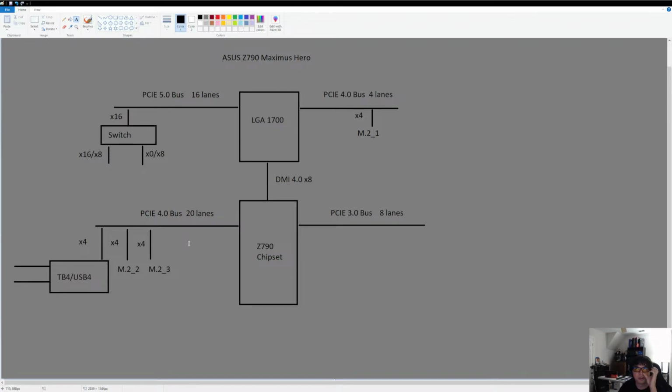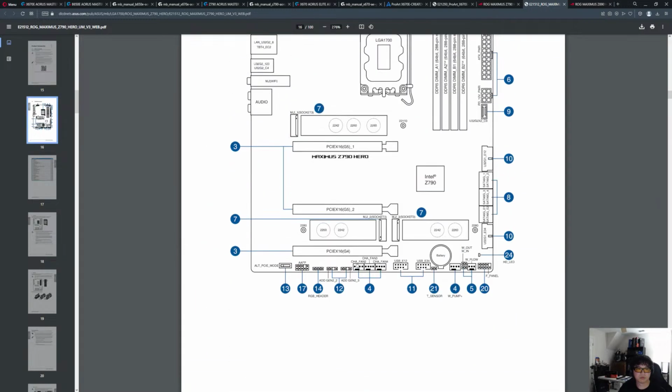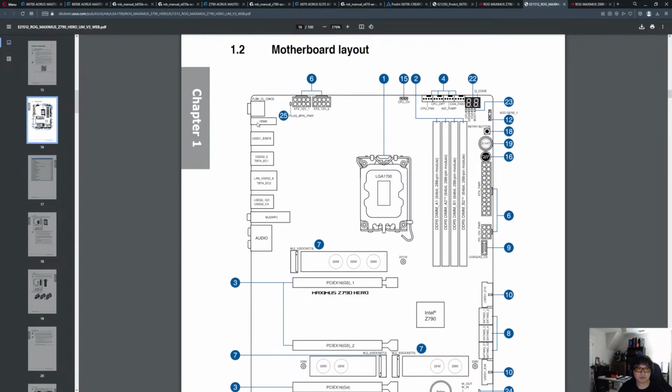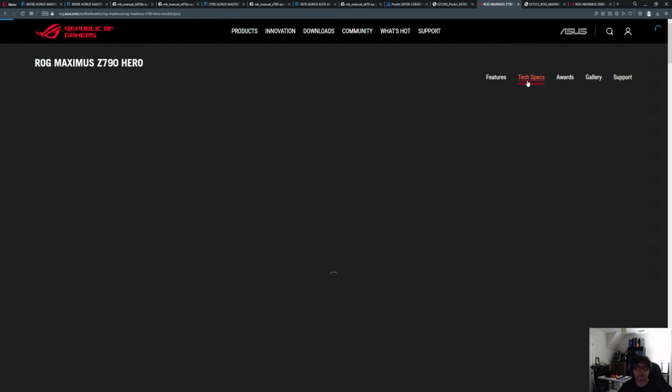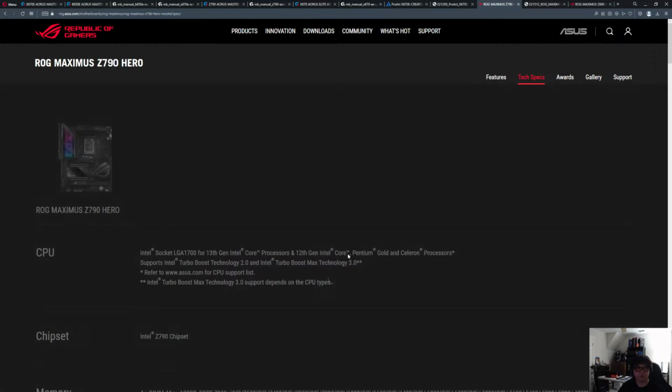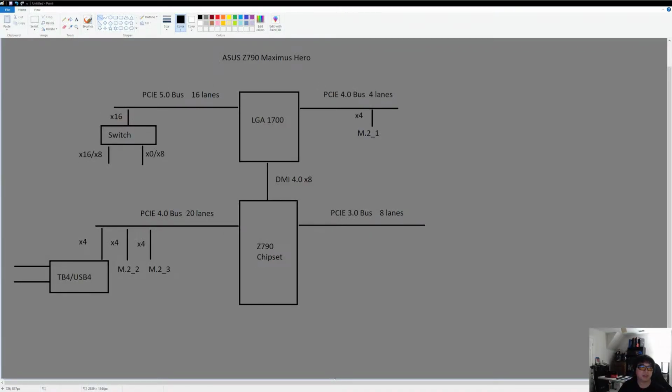So we still need lanes for the LAN. Does this have 10 gig LAN? I didn't look. I know it has 2.5. Where's the networking on here? Does it have it? Okay, it doesn't have 10 gig. It has 2.5 and 1, so it's okay. So it's like the Aorus Master. So that makes things easy, because you can technically run those off of Gen 3. You don't need Gen 4 to do all of that.